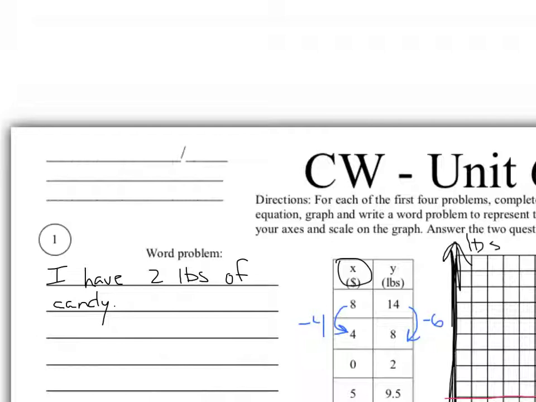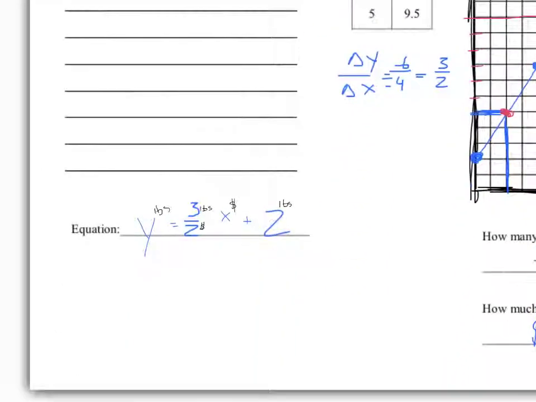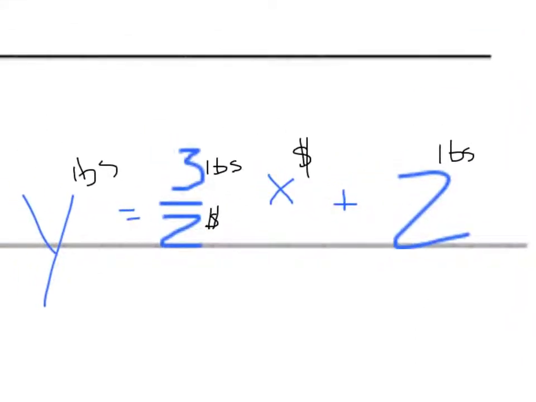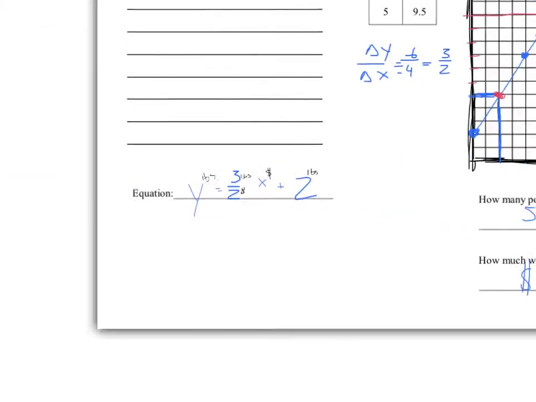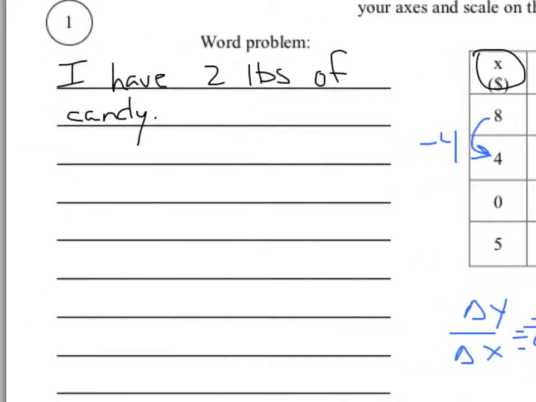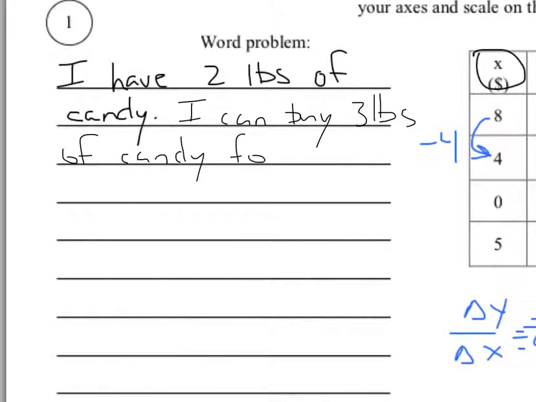Sentence number 1 always tells me what is the y-intercept. Sentence number 2 tells me how does it change? What is my rate? Well, if I come back down here to my rate, it tells me that I can buy 3 pounds of candy for $2. All right, well, I can buy 3 pounds of candy for $2.